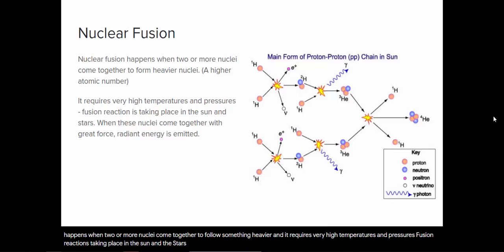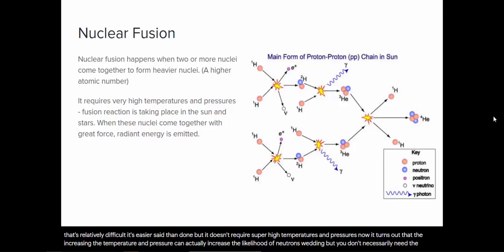So with fission, it's basically as long as you can get the neutron to hit the nucleus, it's good to go. Now that's relatively difficult. It's easier said than done. But it doesn't require super high temperatures and pressures. Now, it turns out that increasing the temperature and pressure can actually increase the likelihood of neutrons hitting, but you don't necessarily need them to get going.